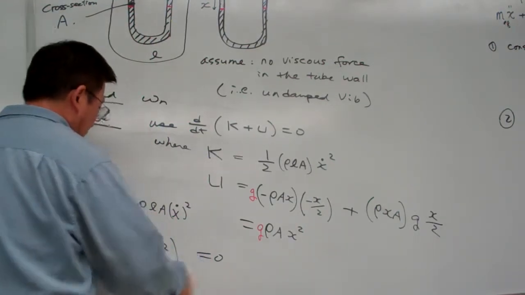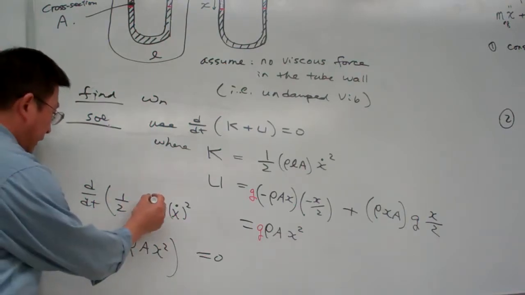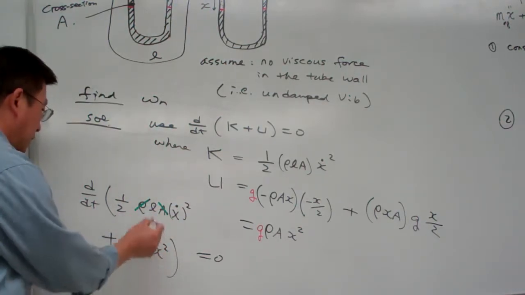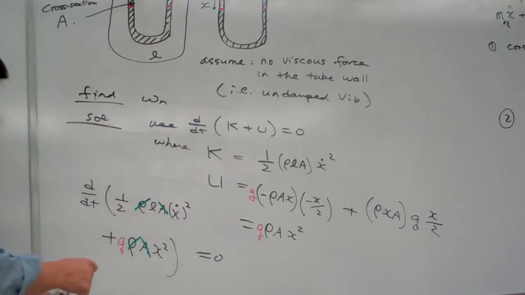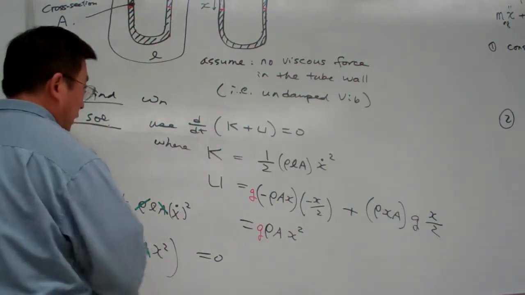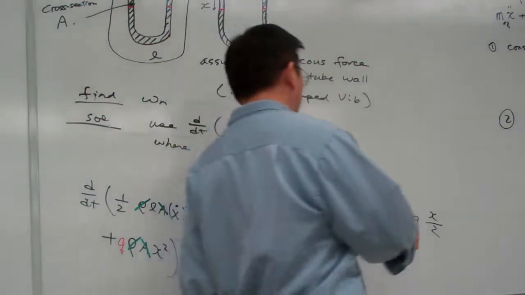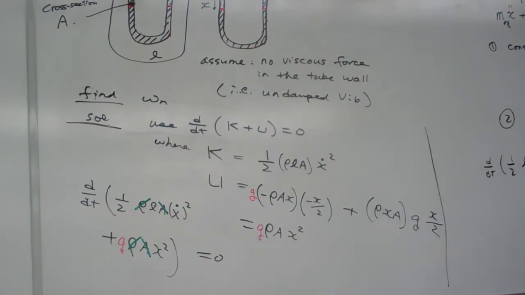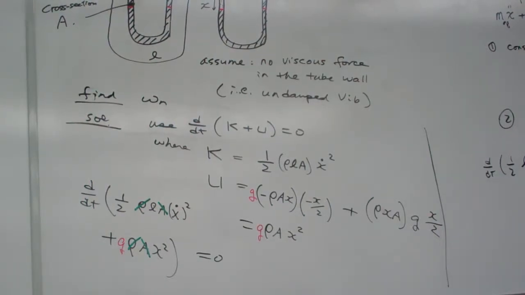From here, before we do something, we can cancel the common terms: rho, we can cancel A, and that's it. So now we do need more calculation here. Let me finish. That is d/dt of 1/2 L x dot squared plus g x squared equal to 0. Okay.